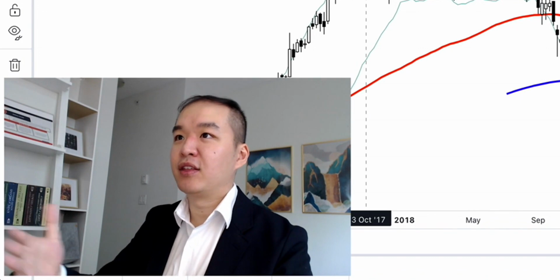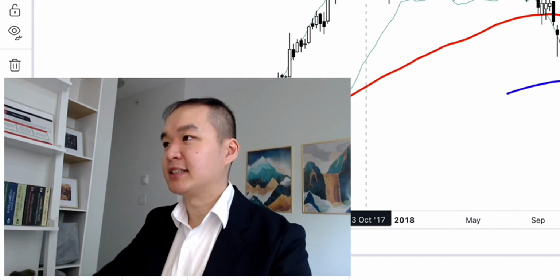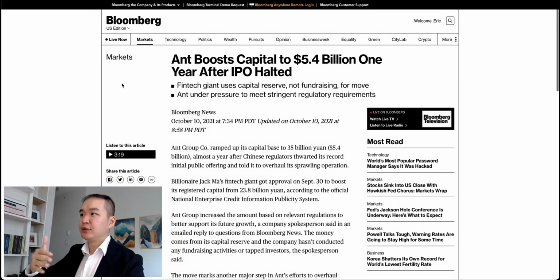And well, is there anything I can do to correct that? So the next article is that Ant boosts capital to 5.4 billion 1 year after IPO halted. So the IPO actually halted for a lot longer than I expected. At that point, my position is deep in the red.